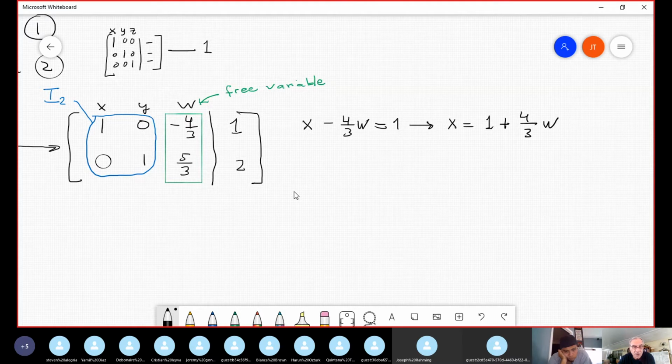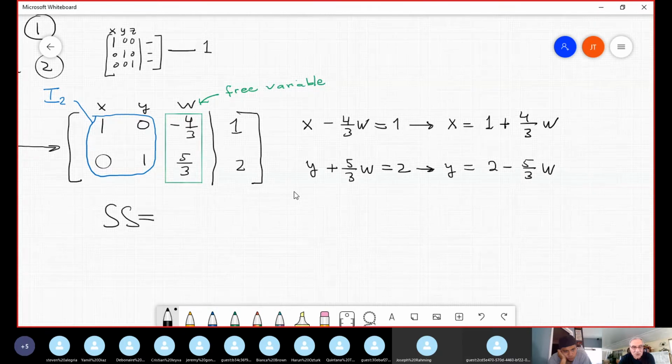No, not yet. Now I copy the second equation: x, y plus 5 over 3w equal to... And you solve it again; the variable gets free, the variable inside the identity matrix in blue color. So y equals 2 minus 5 over 3w. Okay, I am ready to write the solution set.